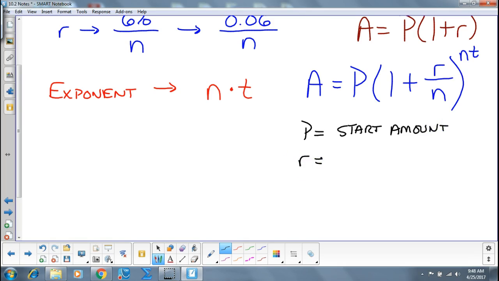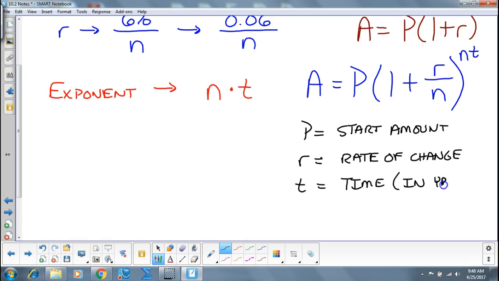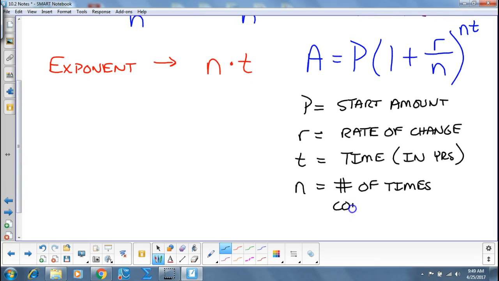R is still your rate of change. T is still time, but that time is in years. And N is the number of times compounded per year. Okay? I think that's a good breaking point for today.